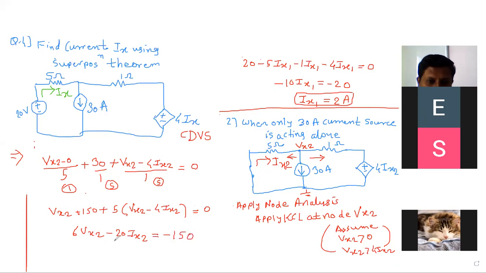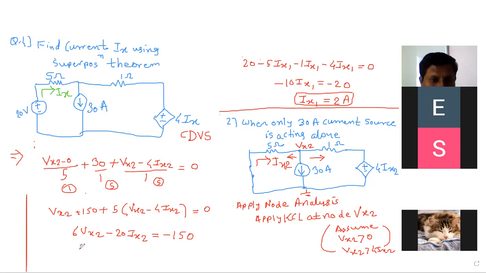So what do we have to do now? We have to find out Ix2. So how can you replace Vx2 by Ix2? What is Vx2? Vx2 is nothing but the voltage across 5 ohm. Right? So you can replace it with the voltage across 5 ohm.